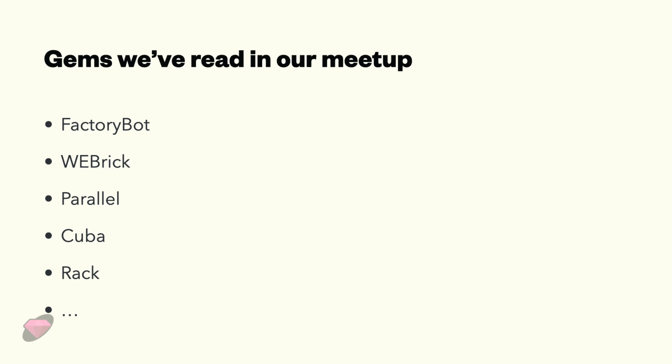He's famous for the Takahashi method, and he explained why it is. It was really interesting. And we read Parallel gem, Kuber gem, Rack gem, and so on. Usually it takes 2 hours, but this time, for me, I only have 40 minutes. So it's a rush, so please be careful.